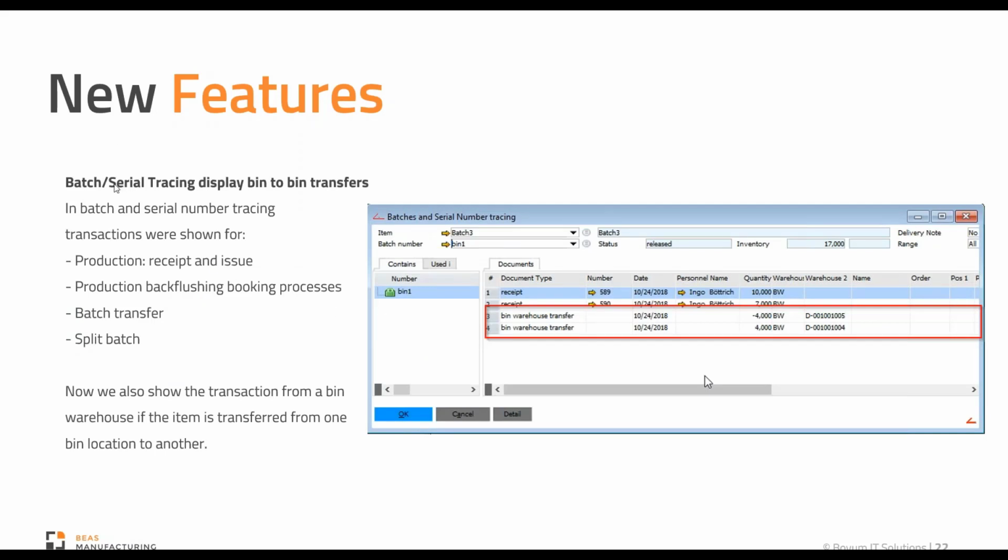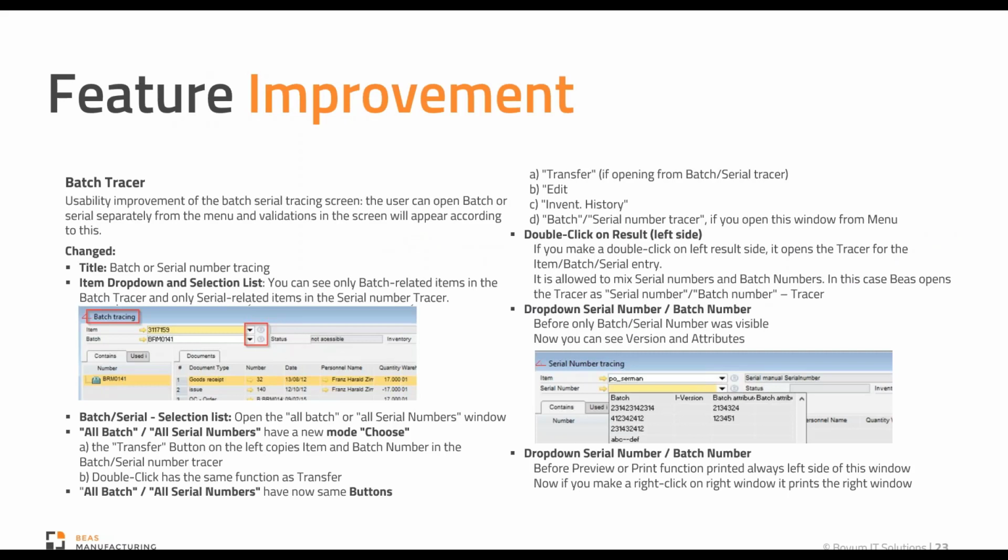In the batch tracing screen, when you do a transfer between bins, up until now they were not appearing here because, well, basically they don't affect much, but it is important as long as you don't move them between warehouses. This is moving the item between two different bins in the same warehouse. This is now available here when you're doing the batch tracing, and it's easier, and it actually tells the whole picture of the actual transactions here.